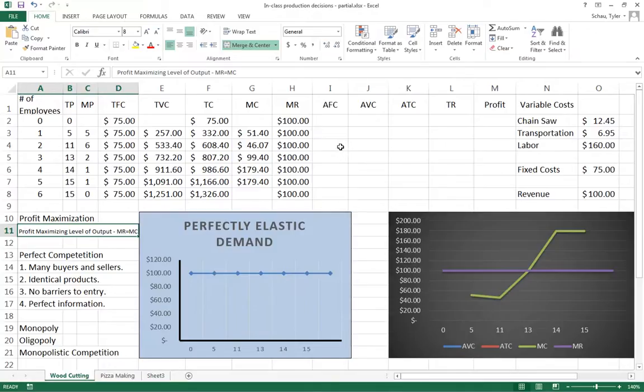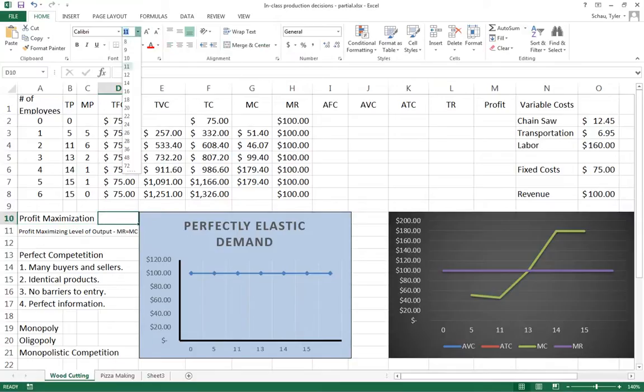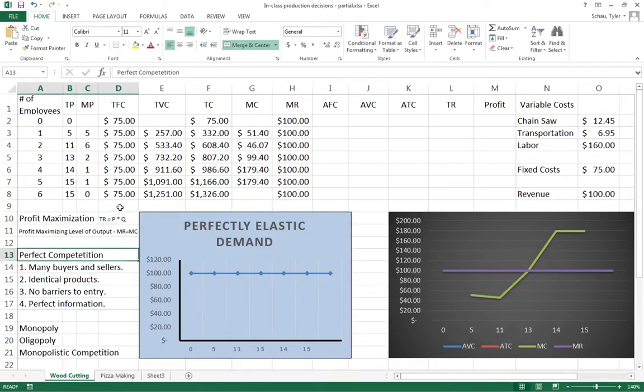This is probably one of the most important rules we learn in all of economics, the profit maximizing level of output. We're going to produce at the level where marginal revenue equals marginal cost. A couple real quick things about that. Remember, total revenue equals price times quantity. But with perfect competition here, I don't get to determine the price, right? That's set by the market. We're saying the market says that firewood today is worth $100. The only thing I get to set is the quantity that I produce.